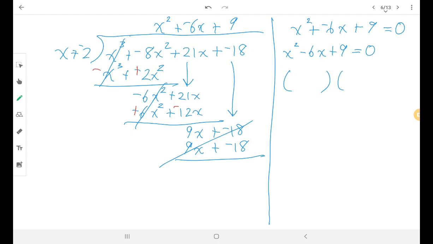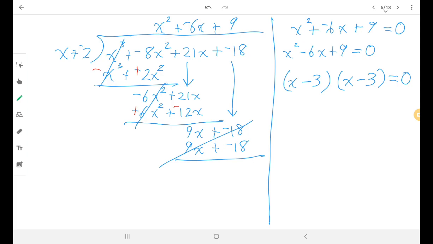Well, first, the x squared gives me x and x there. A plus here means they're both the same sign, so it's x minus and x minus. And two things that multiply to make 9 and add to make 6 are 3 and 3. Okay, so now I've got x minus 3 times x minus 3 equals 0.